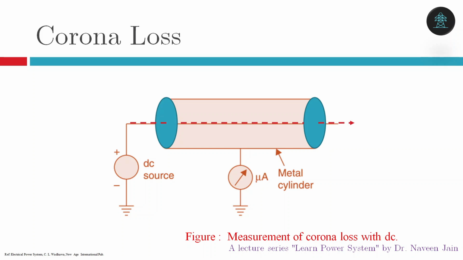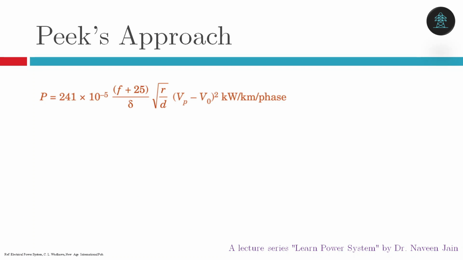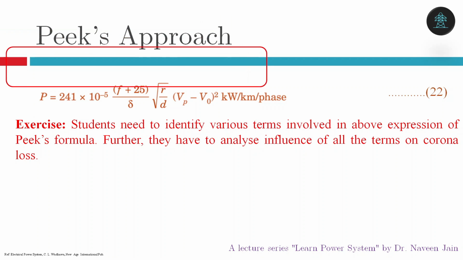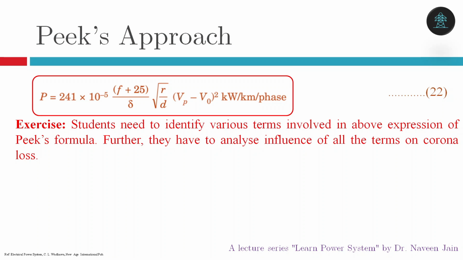Corona loss is a very natural question that comes to the mind of all students. How do you measure corona loss? This arrangement is used to measure corona loss using Peek's expression. This expression of Peek gives an idea about the approximate value of corona loss. Further, students are required to identify various terms involved in this expression. This expression is capable of telling you much information about corona loss.